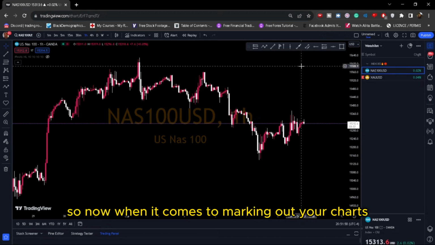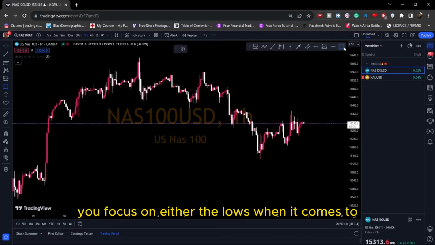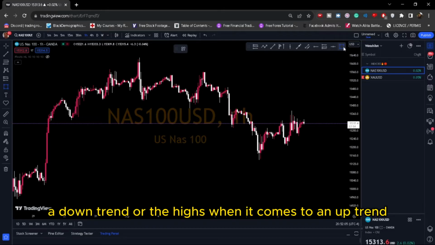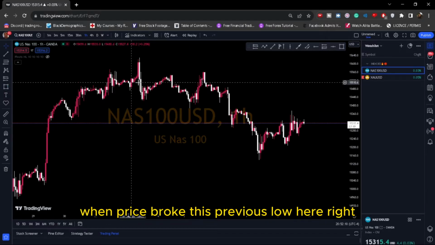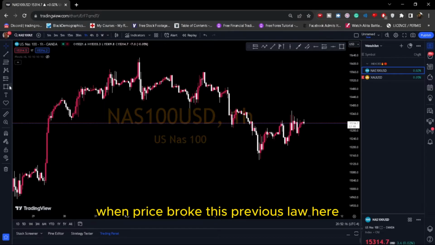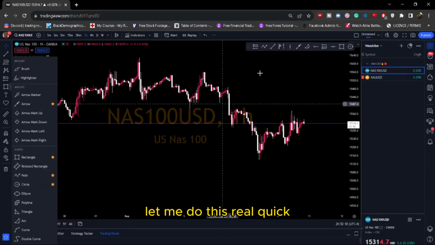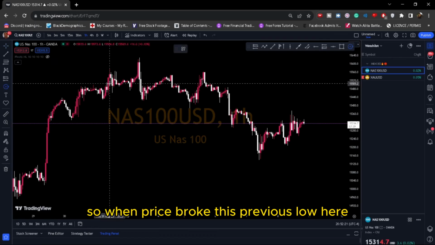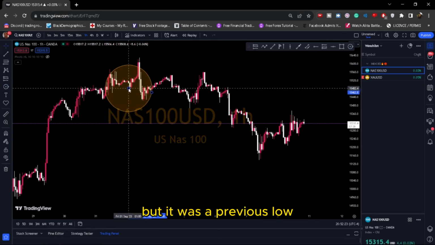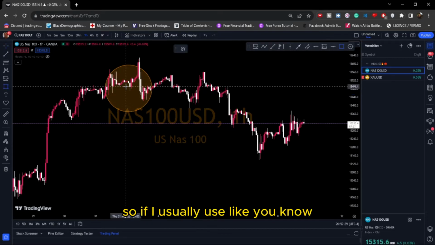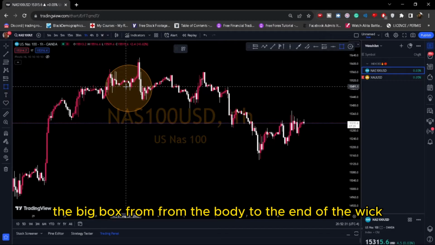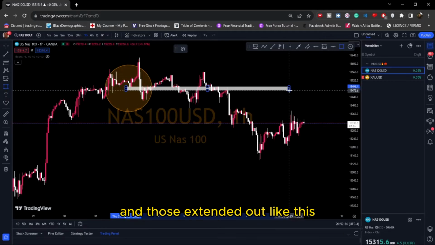Now when it comes to marking out your charts, you focus on either the lows when it comes to a downtrend or the highs when it comes to an uptrend. So what I mean by this is, when price broke this previous low here, this was the previous low. This is where you now mark your first box. I usually use the big box from the body to the end of the wick, like this, and just extend it out like this.